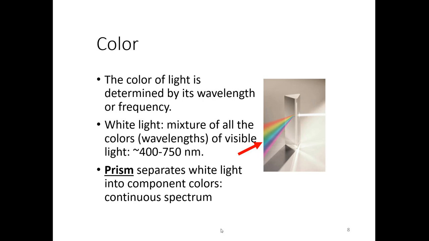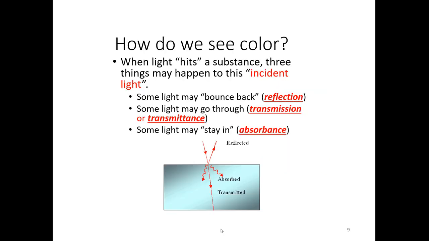As the arrow points, there is something called a prism, which is sort of like a pyramidal shaped type of glass that is able to separate white light into its component colors, and that is what we call a continuous spectrum. Now, how do we actually see color?